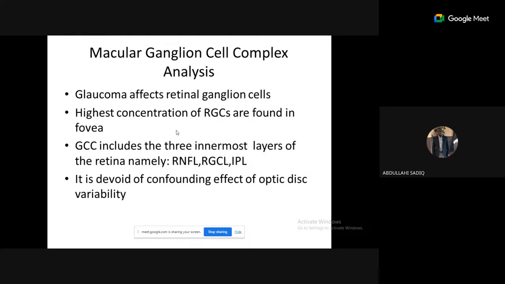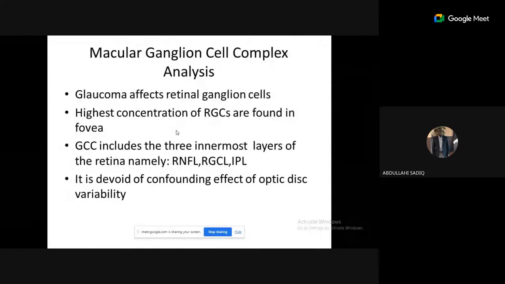And also another important point about the ganglion cell complex is that in early detection of glaucoma, ganglion cells are the ones that are affected early, before you see it in the retinal fiber layer and the CDR. And also in patients with advanced glaucoma, that is what we call floor effects.